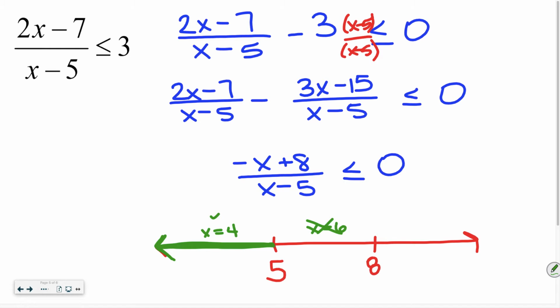Sydney, give me a number bigger than 8. 9. Negative 9 plus 8 is a negative number. 9 minus 5 is a positive number. Negative divided by a positive is a negative. That works.